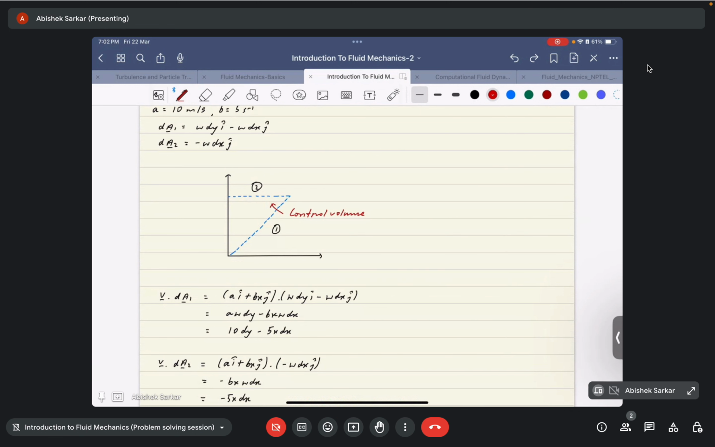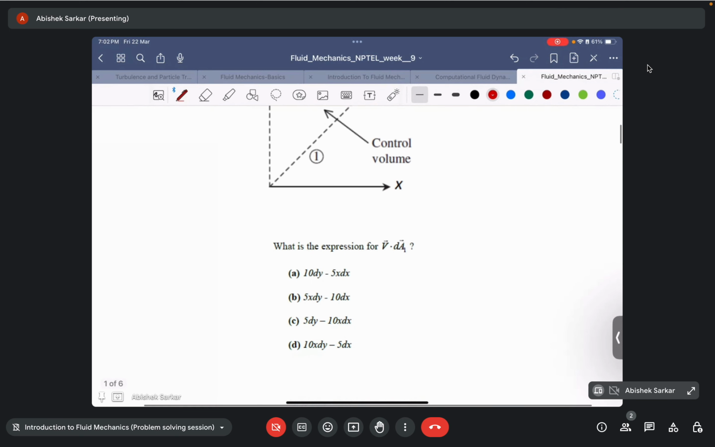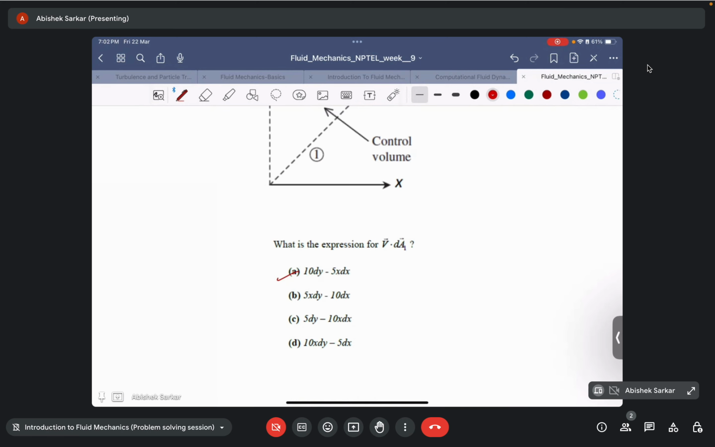Once you do that, you can see that the correct answer for the given problem would be option A, 10 dy minus 5x dx.